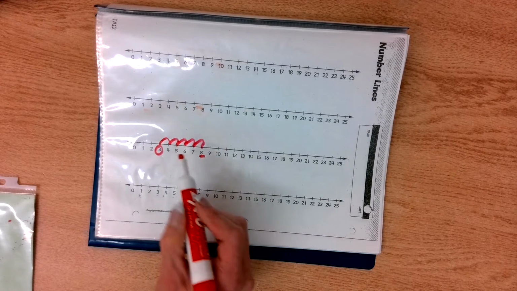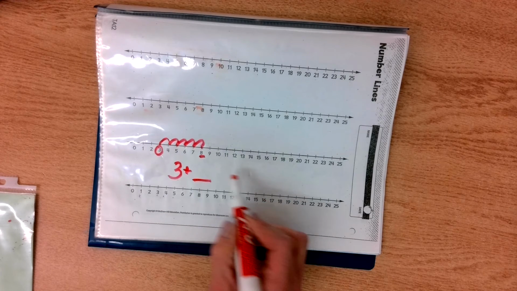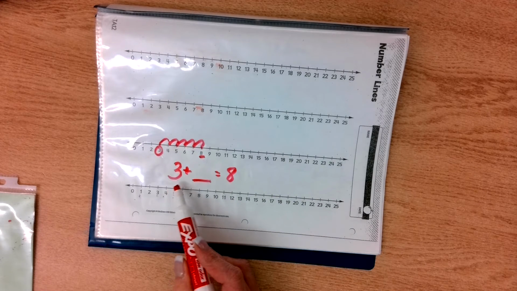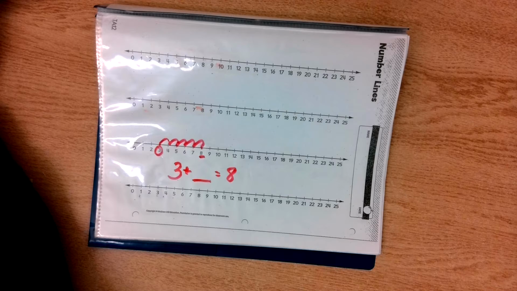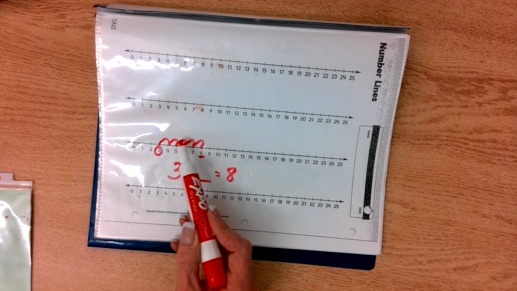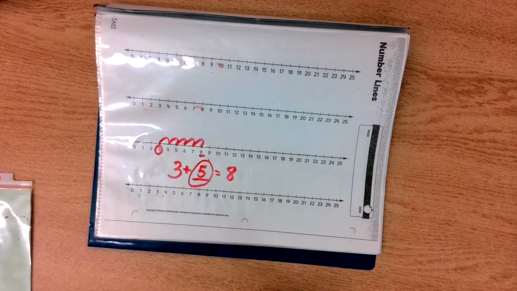So what I mean by this is we started with 3. We're adding some hops to get to 8. So how many hops did it take us? 1, 2, 3, 4, 5. So the unknown is 5. Does that make sense? We're using the number line to help us write a number story or a number sentence or a number model. Number sentence and number model mean the same thing.